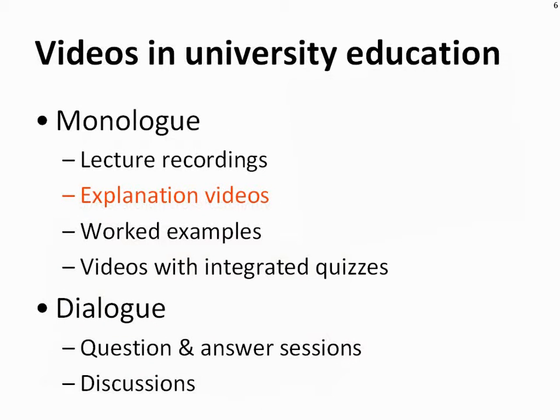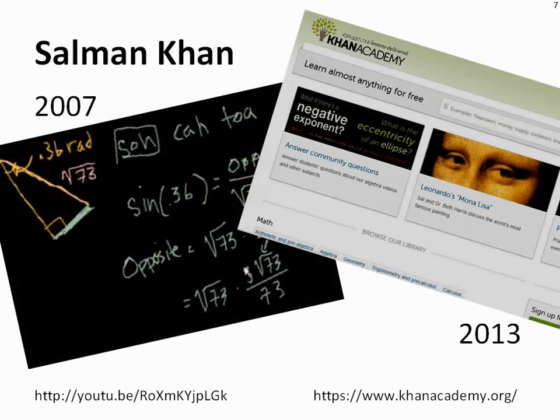Well, actually, if you look at the style of explanation videos that got popular on the internet, on YouTube in particular, something did change. Salman Khan was the guy who set things in motion. 2007, he began teaching mathematics to his relatives on YouTube, with pretty handmade videos. This style of video really made it.